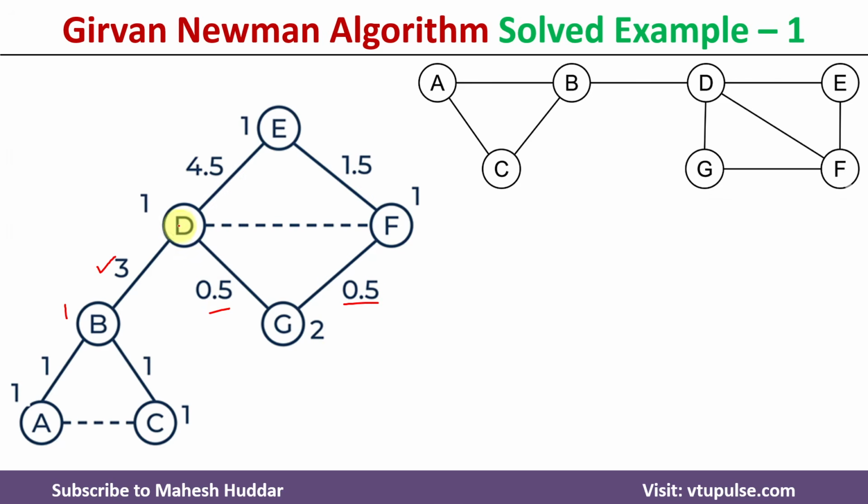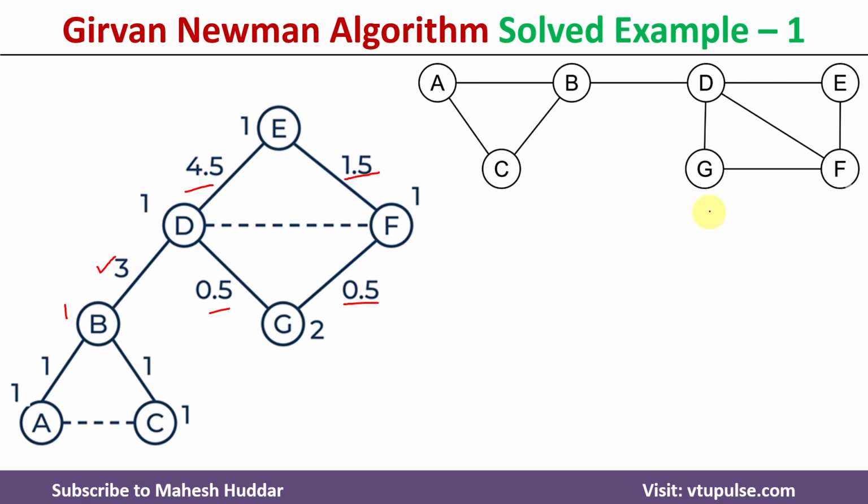Next, we need to find the edge betweenness score between E and D. So D is not a leaf node. So for this one, we need to add the child scores, that is 3 plus 0.5, that is 3.5, plus the weight of this D, that is 1. So it will become 4.5. And here this F is also not a leaf node. So we need to add the child value plus the weight of this node, that is 0.5 plus 1, that is 1.5. So that is what I have written here.